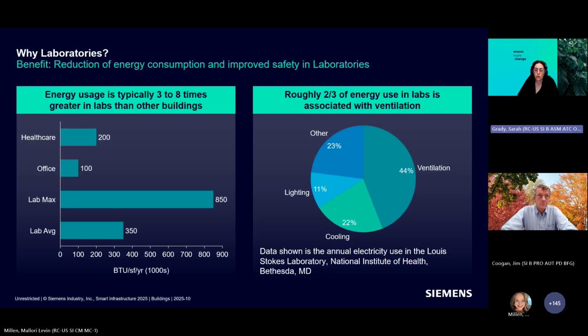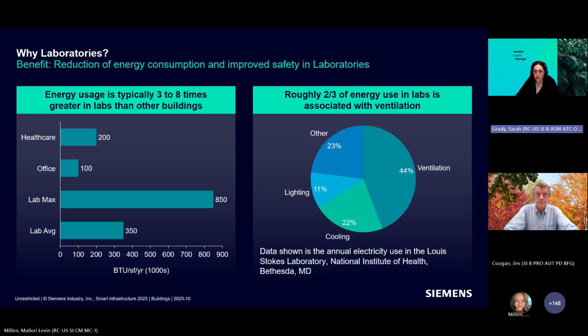So when we ask why laboratories, the answer becomes evident as soon as we look at the energy intensity use compared to other types of buildings. You see on the left here, a typical office building has around 100 BTUs per square foot annually for its energy intensity. A hospital or healthcare might be as high as 200. Laboratories, however, tend to range between 350 and 850. And this is due to the once in, once out nature of the ventilation. So 100% outside air is heated or cooled, dehumidified, only to be immediately exhausted once it leaves the laboratory.